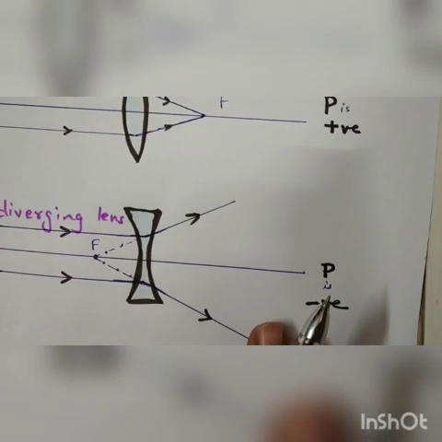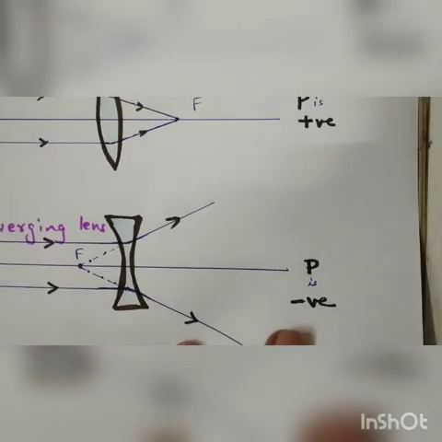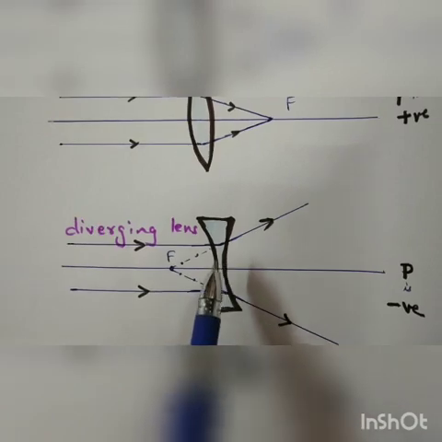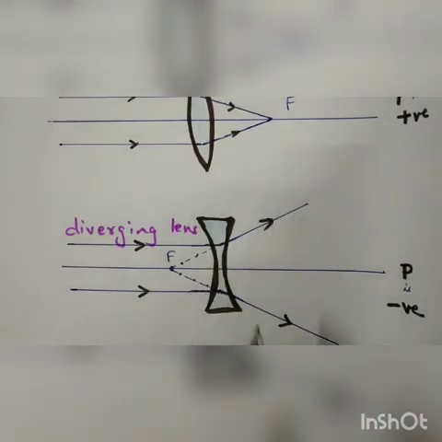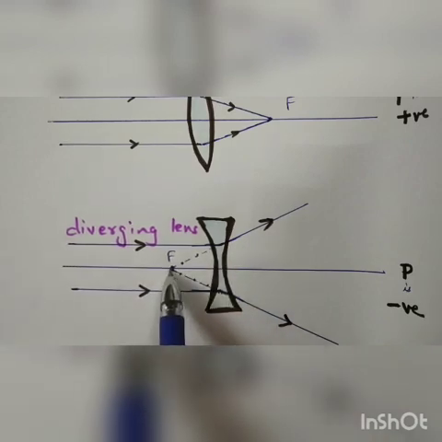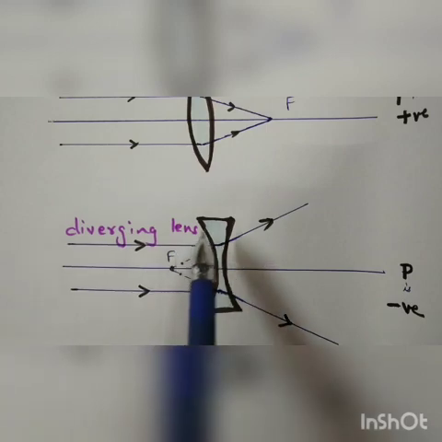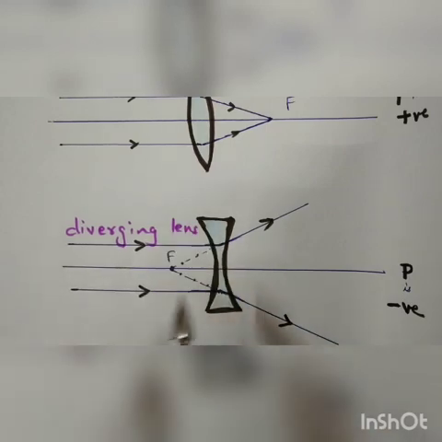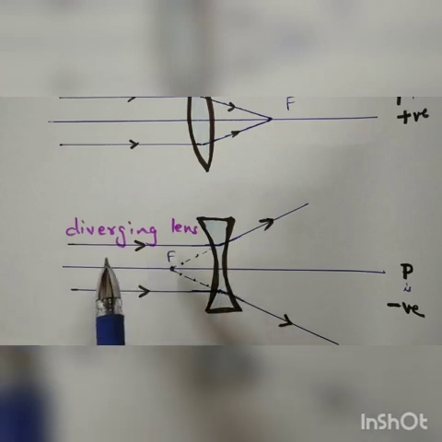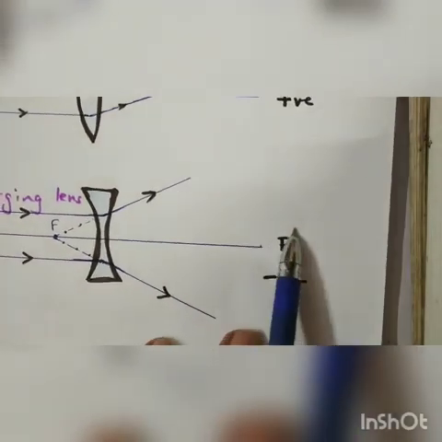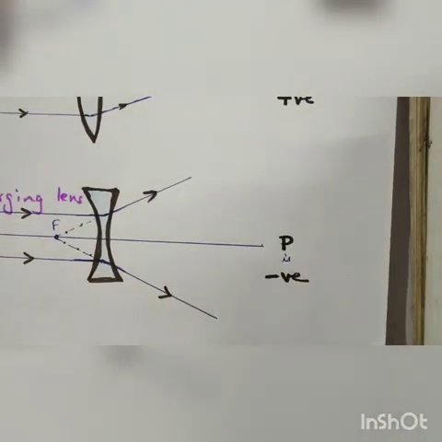But in the case of a diverging lens, when a ray of light passes through it, it diverges away. Instead of converging to a point, it is diverging away, and the focus is an imaginary point. It appears to diverge from a point. So this type of lens is called a diverging lens. A concave lens is called a diverging lens, a convex lens is called a converging lens, and the power of a diverging lens is negative.